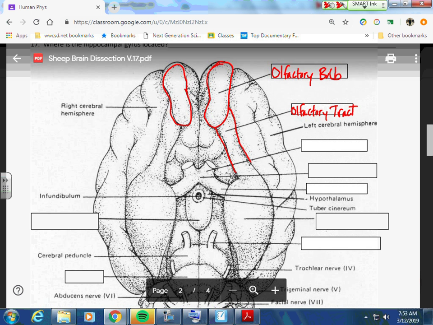Now we come to this kind of X-shaped structure here. And this is all involved with vision. The eyes, optic, is vision.